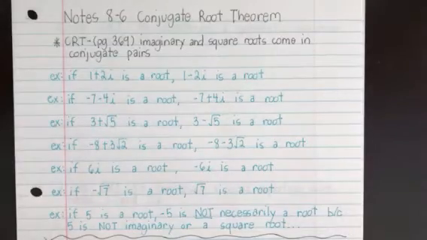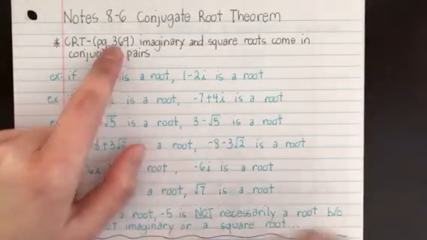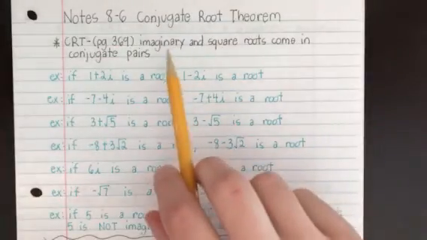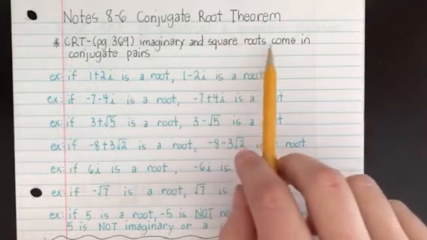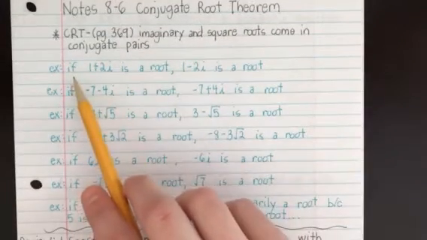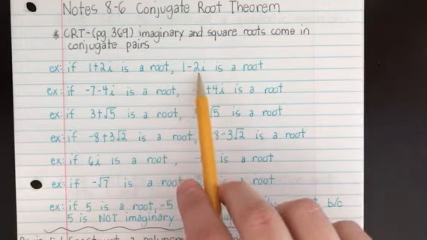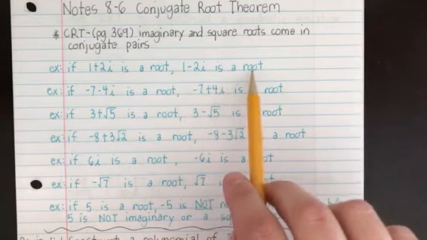Today we're looking at notes 8-6, the conjugate root theorem. The conjugate root theorem is found on page 369 in your book, and basically what it states is that imaginary and square roots come in conjugate pairs. And what that means is if 1 plus 2i is a root, then 1 minus 2i is a root also.